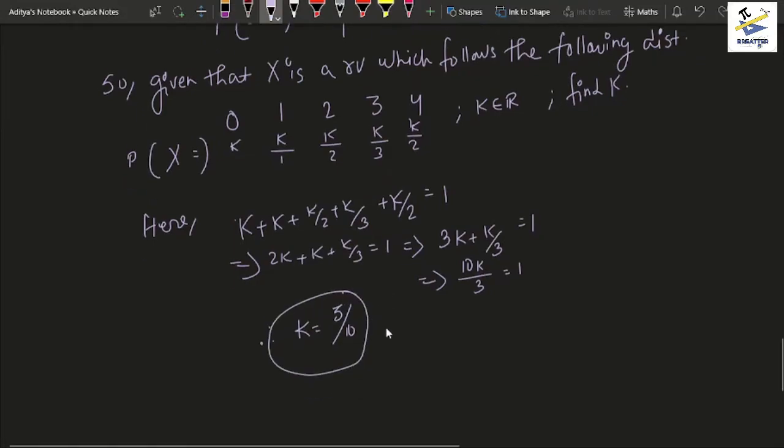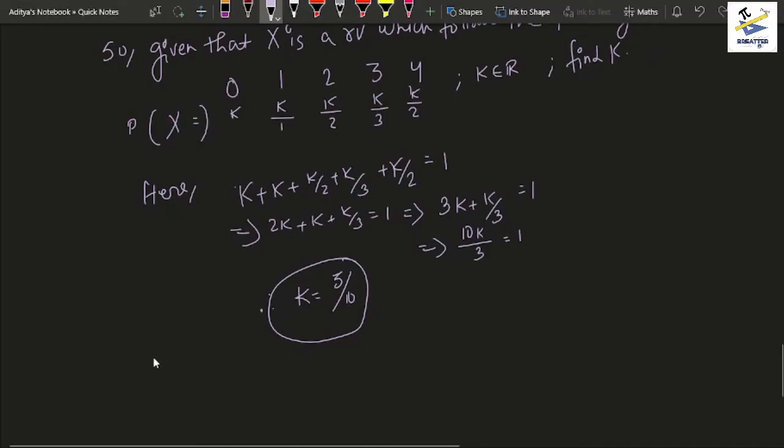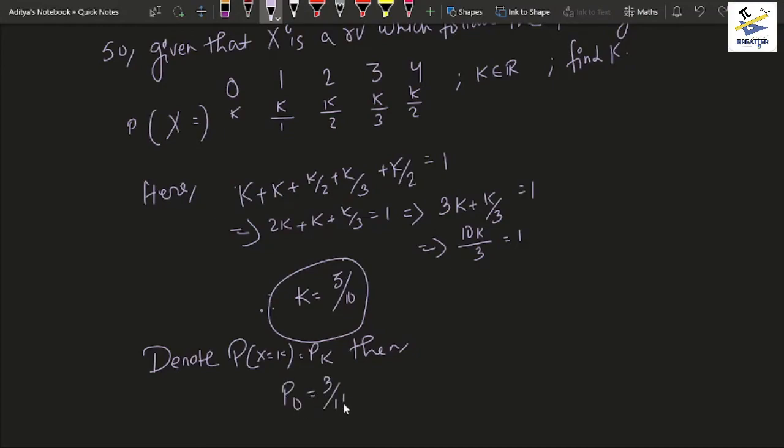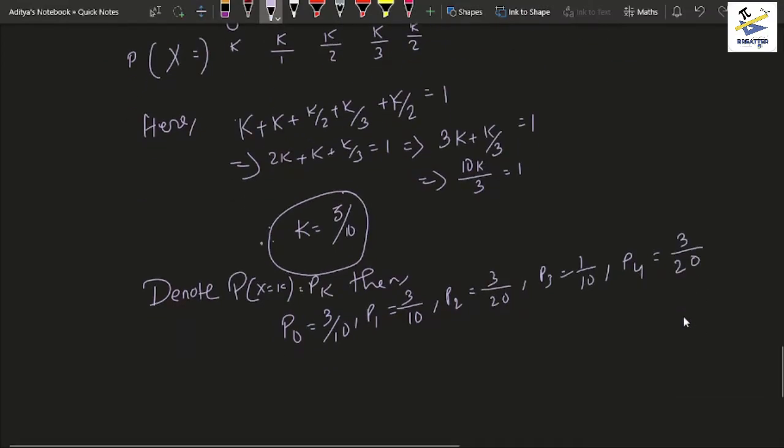Now this is how you find the probabilities, and now you have the complete list of probabilities. If you denote the probability of x equals k as small p subscript k, then the whole distribution is now known, since the value of k is already there: p0 is 3 by 10, p1 is 3 by 10, p2 is 3 by 20, p3 is 1 by 10, and p4 is 3 by 20. This completes your probability distribution, right?